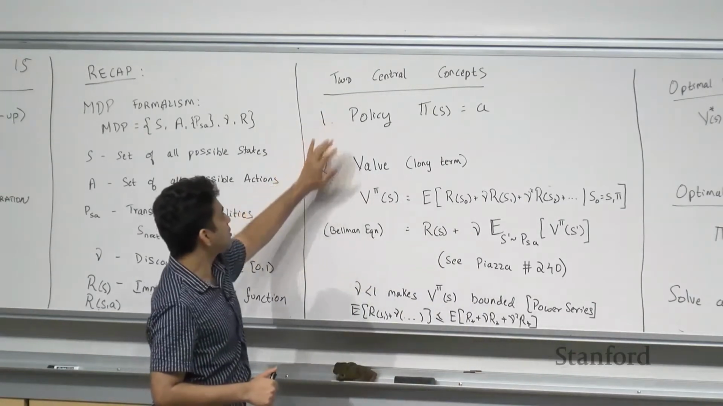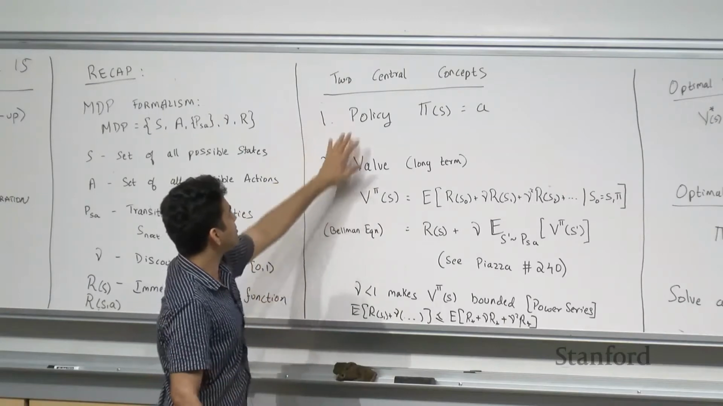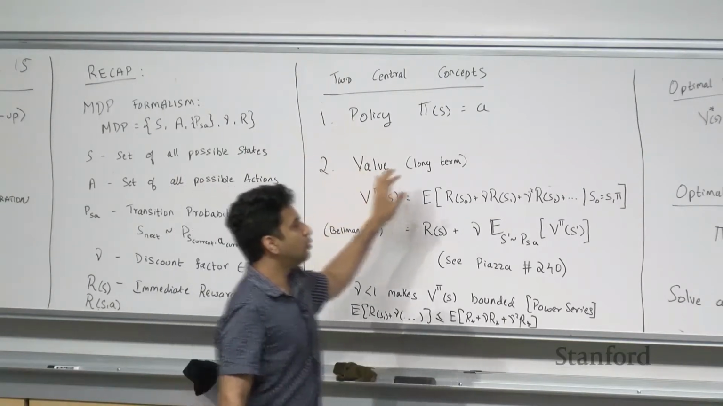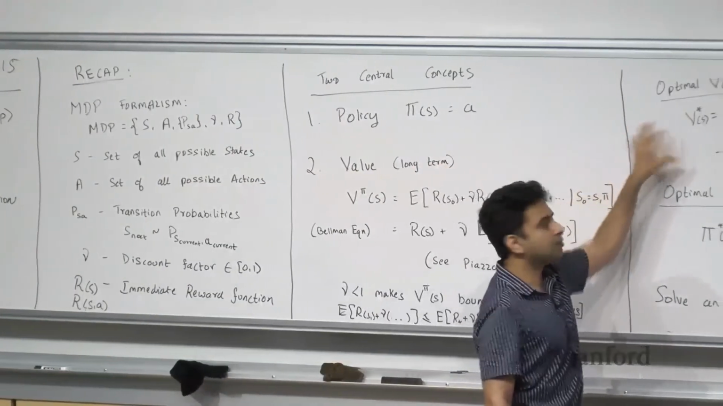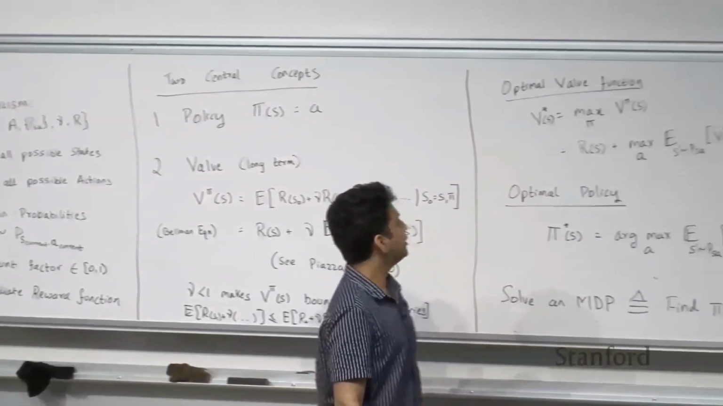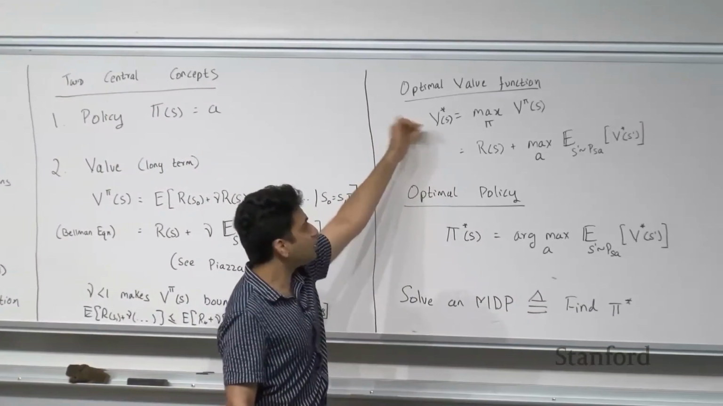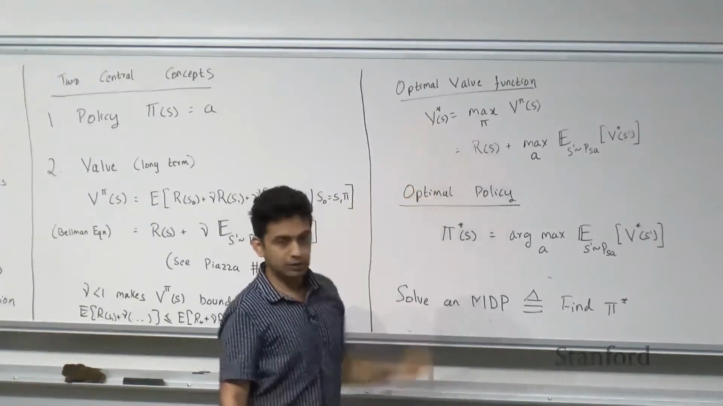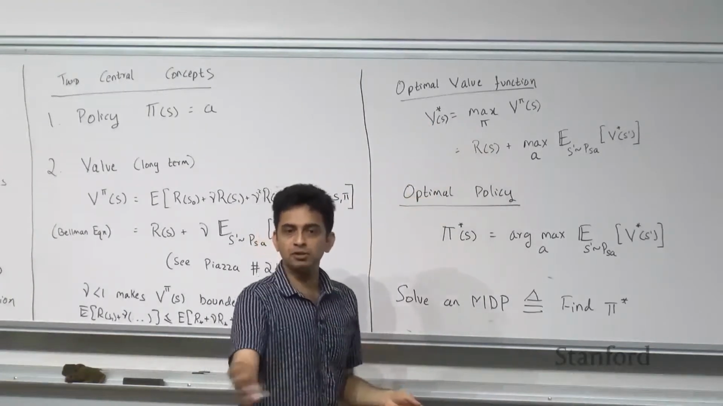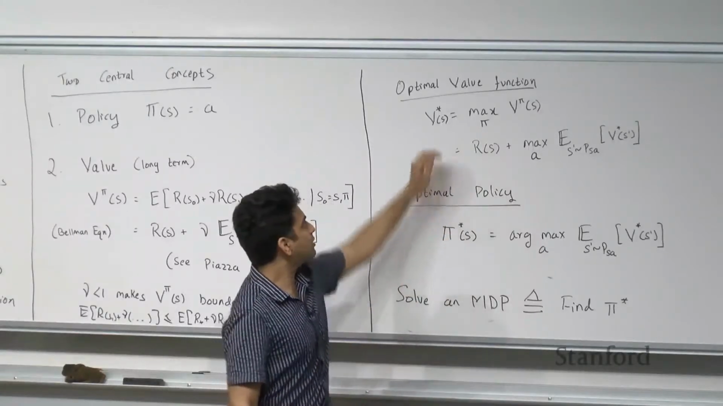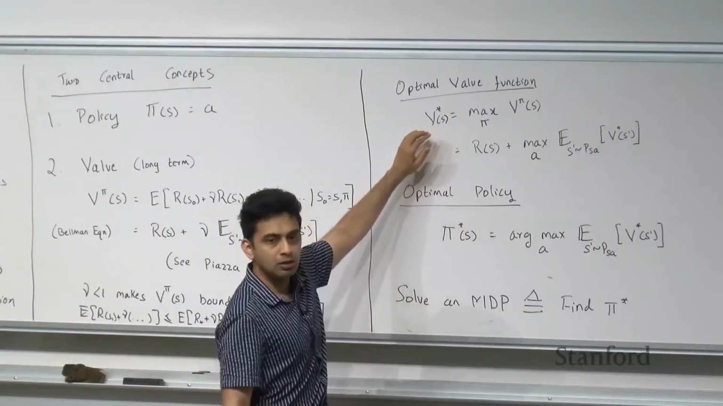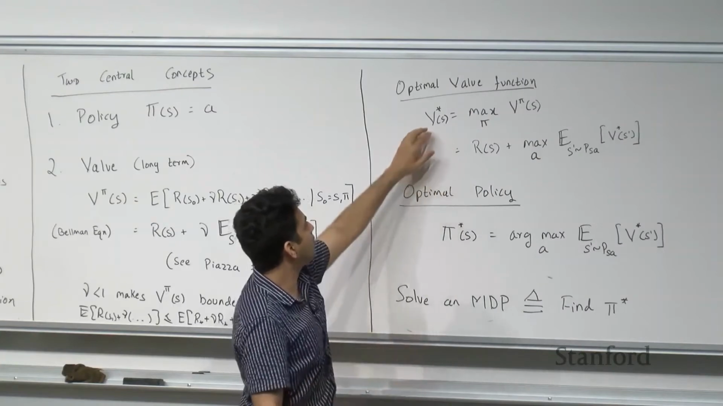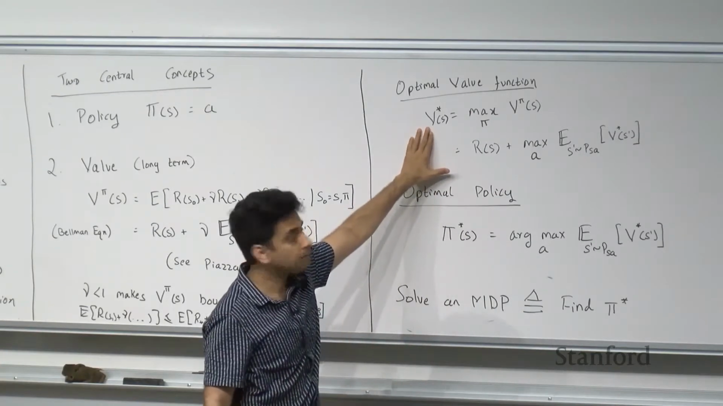And based on these two central concepts, policy and value, we can define something called the optimal value function. The optimal value function is the best possible long-term value we can have if we were to choose a suitable policy. So if we were to optimize over all the possible policies that can exist, what is the best possible long-term value that we can come up with, right?